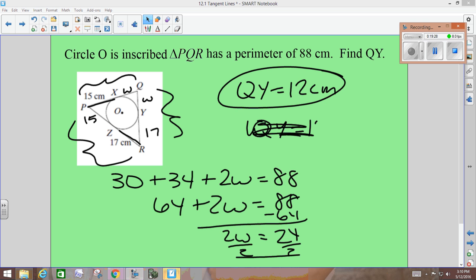Questions on tangents. What do they make with the radius? A right angle. And if 2 of them start at the same point and go to the circle, then they're what? Congruent. Good.